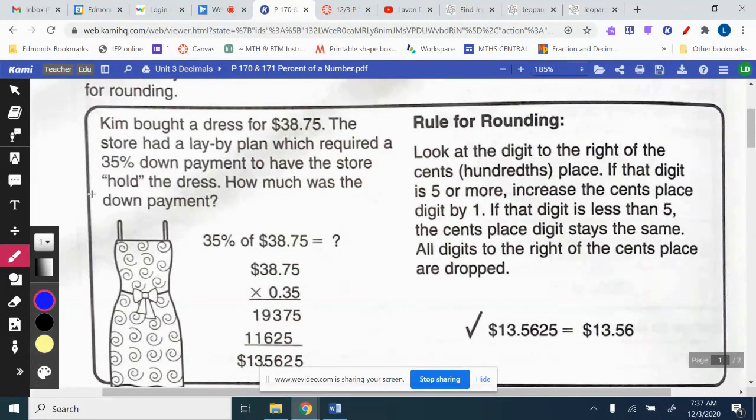Kim bought a dress for this much on a layaway plan, or lay-by plan. It required a 35% down payment. So we automatically know how to make 35% as a decimal, and they show us that right here. How much was the down payment? They tell us this quick number sentence: 35% of. Of means multiply. It's real simple, so we're going to multiply those two numbers.